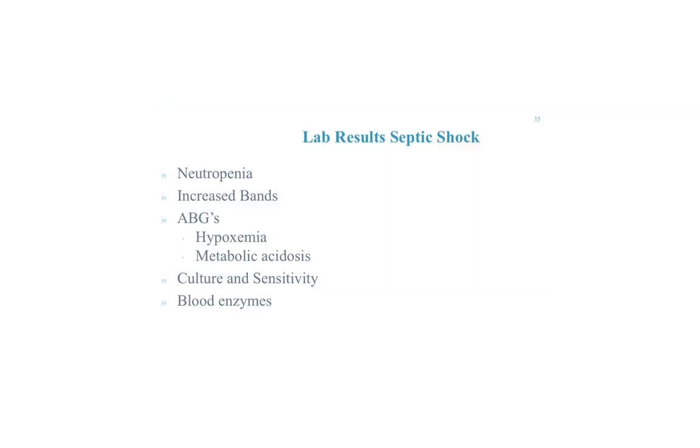Okay. So lab values we're going to see. So you have to know your lab values. So we are going to have neutropenia. So that means low neutrophils. And you're probably thinking, well, if our patient is really sick, why are their neutrophils and their white blood cells going to be, the neutrophils going to be low?